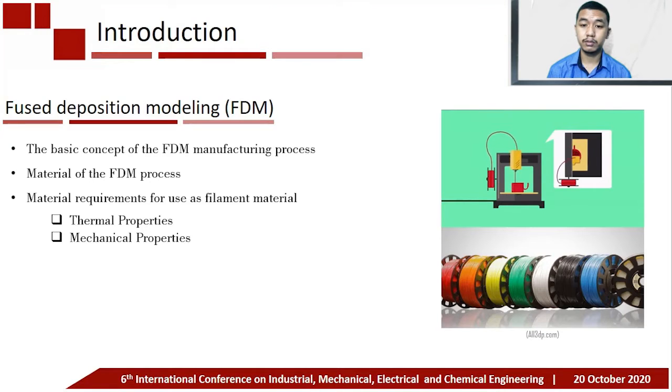The material requirements for use as filament material start from its thermal properties, which must include a melting temperature that the FDM machine can reach. Other than that, its mechanical properties must also be taken into account, because the applications of FDM products are very many and varied, with different material character requirements.